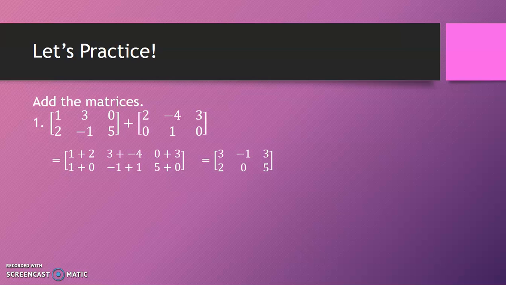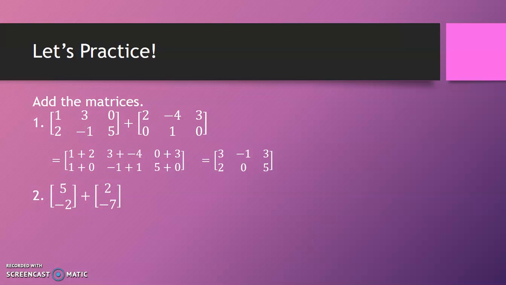So I have that all typed out there so you can see the numbers that I'm adding together. Once you've got them matched up, you can go ahead and just add them. And make sure that you watch for negative signs, because that will affect your addition. So my final matrix here says 3, negative 1, 3, 2, 0, 5.